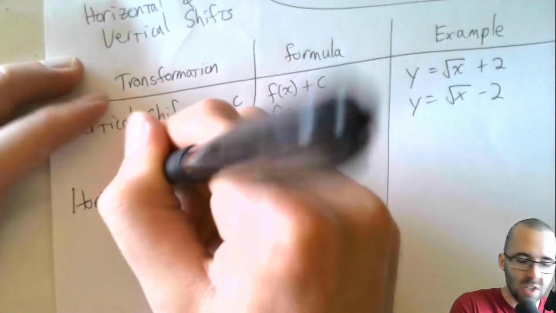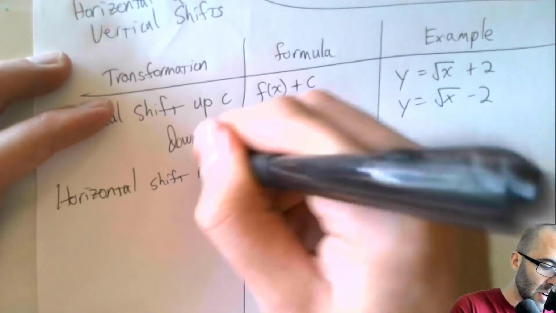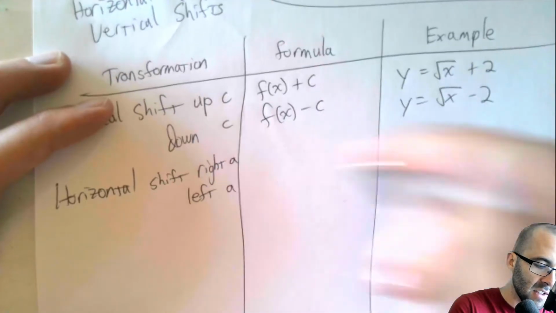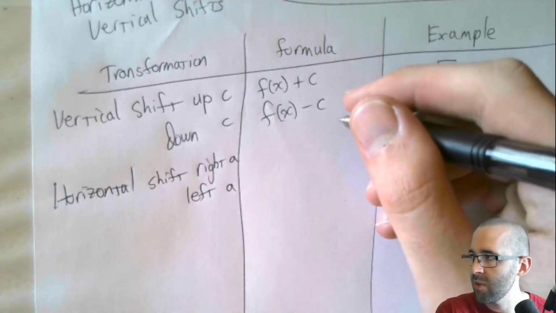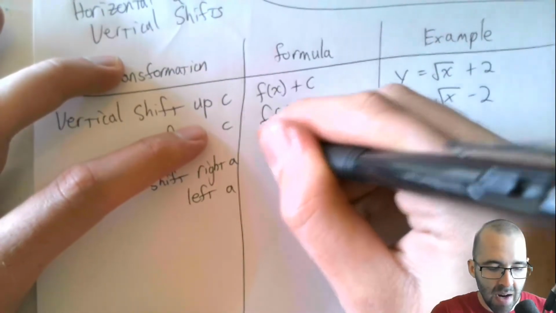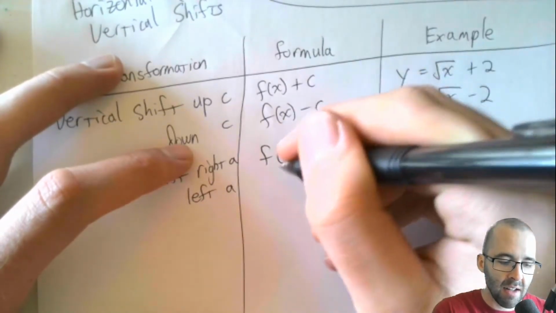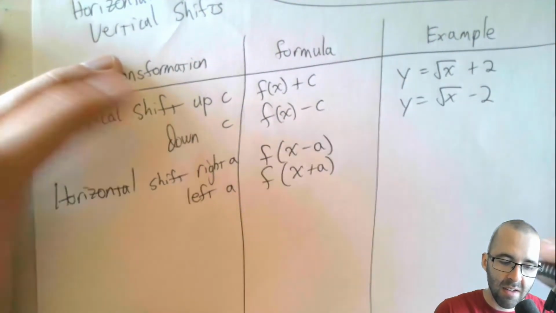So we have horizontal shifts. I'm going to say if we want to go right A units or left A units, well, to the right, again, it's sort of backwards from what you might expect. For the right, that's going to be on the inside. We're subtracting A. Left is going to be also on the inside, but we're adding A.